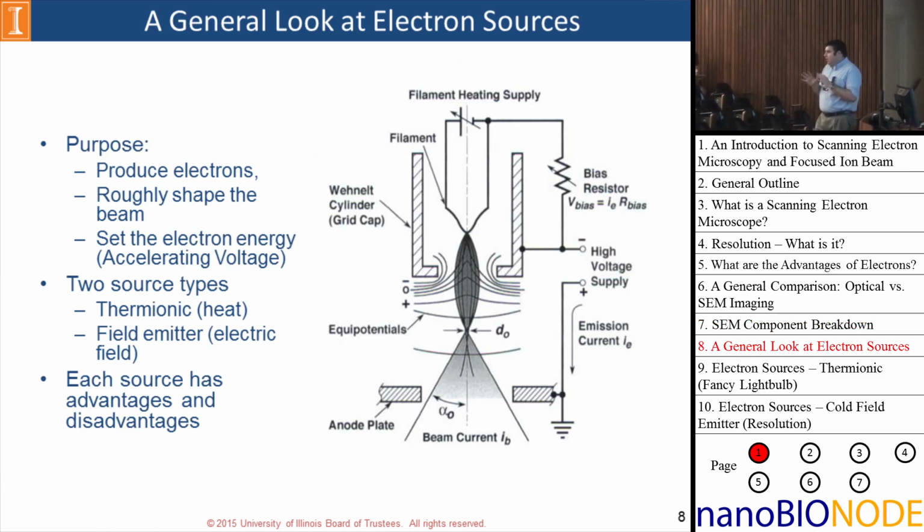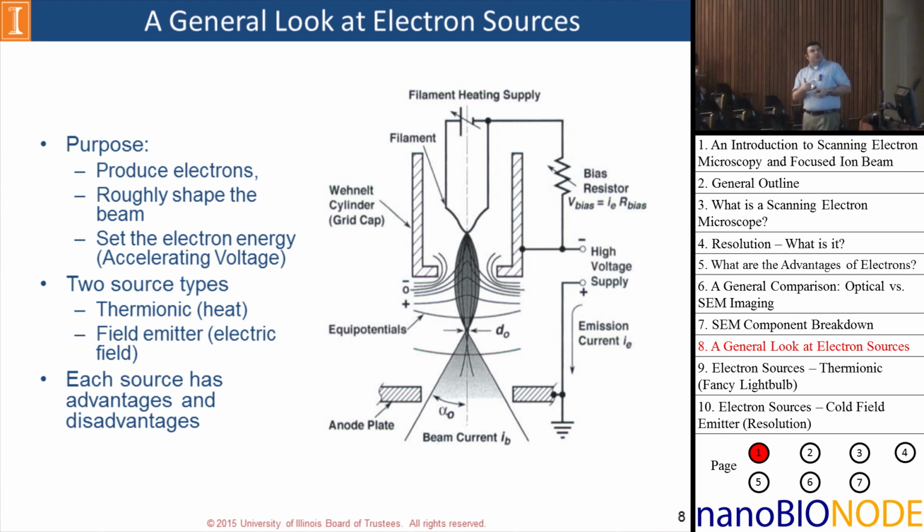So moving to electron sources. This is going to be a quick general breakdown of how an electron source works. It's going to contain a filament or a needle, a set of extraction electrodes or a rough electrostatic lens, and then you're going to have an anode plate which will set your acceleration voltage. Will accelerate the electrons down the column. So the source is going to contain these three major components.